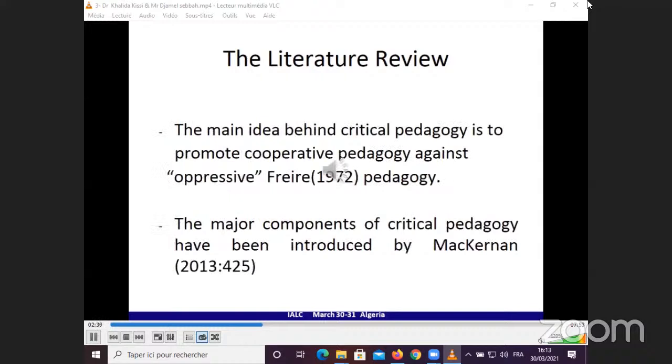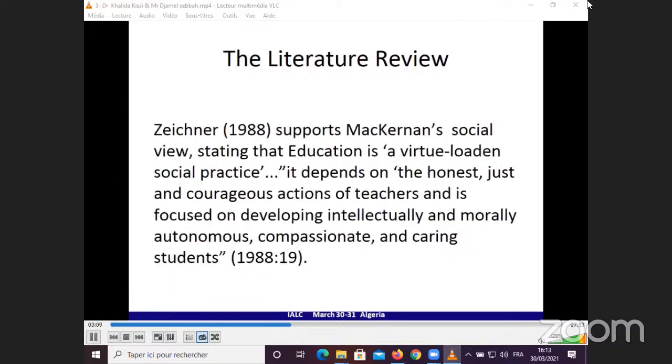And the idea has later been sustained by other promoters of critical pedagogy, among them McKinnon, 2013, both supporting learners' personal critical consciousness and social awareness, one which Zeidner, 1998. Critical pedagogy is one of the strategies that aim at promoting cooperative relationships against oppressive ones, in Freire's 1972 words, between teachers and their students. It defends this through the training of students with both intellectual and moral qualities.